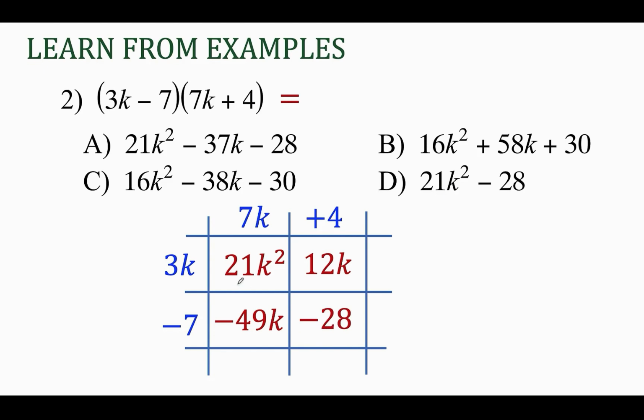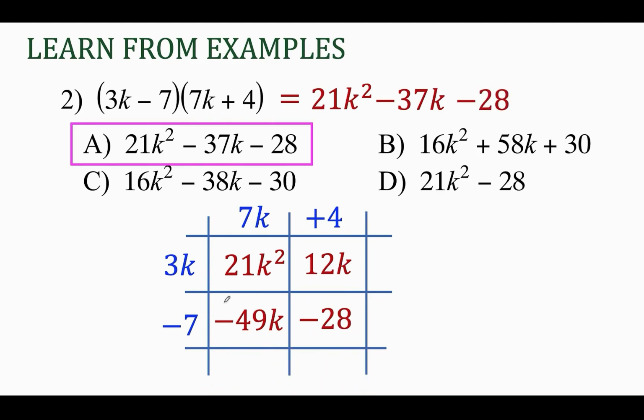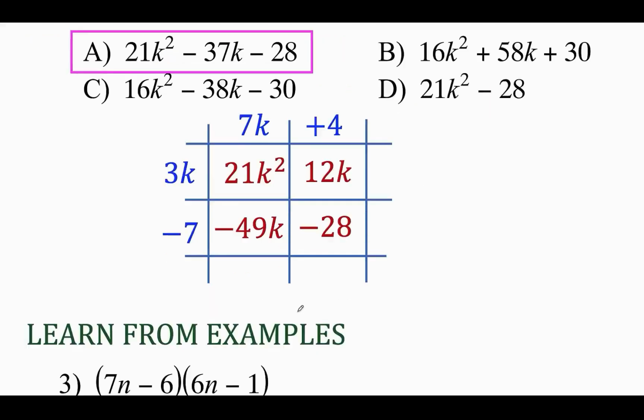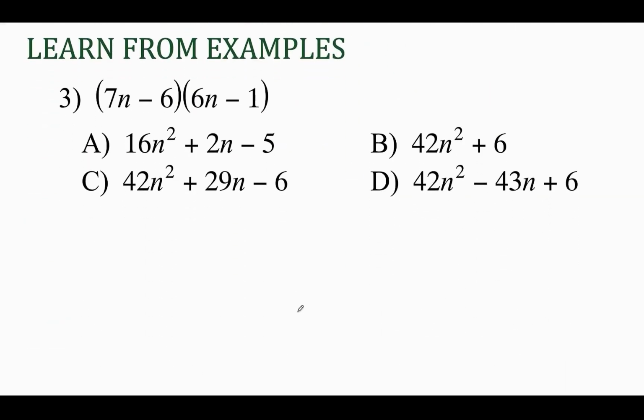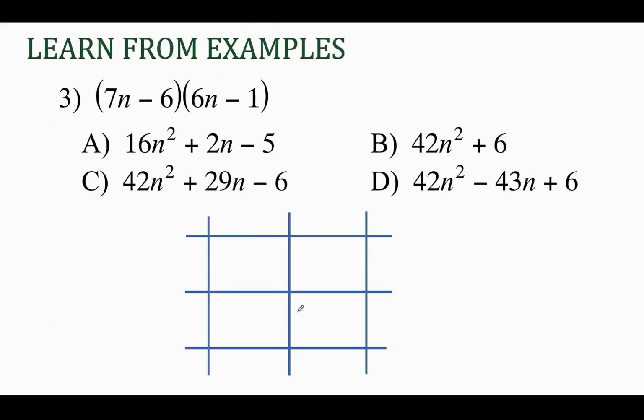Then, combine like terms. Copy 21k squared, then minus 49k plus 12k, they are like terms that we can combine to negative 37k, and copy minus 28. And we now have the answer, which is letter A. Notice that the tabular method is easier to use, especially when you are a visual learner like me. Next problem. The quantity 7n minus 6 times the quantity 6n minus 1.